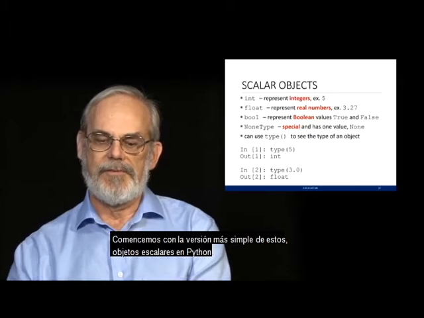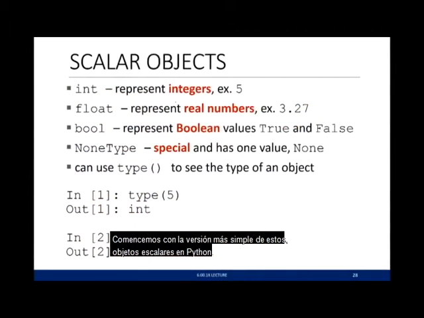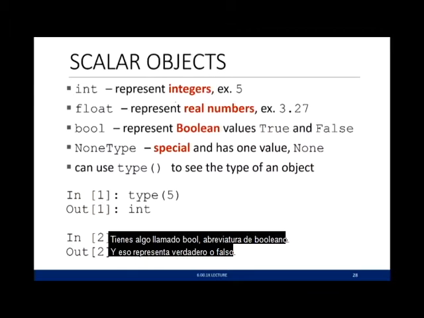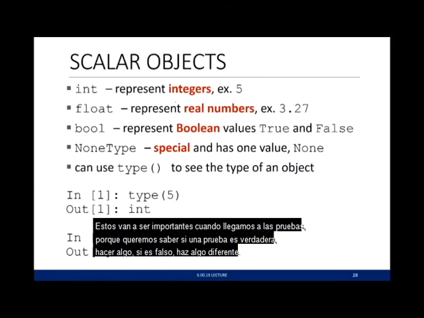Let's start with the simplest version of these. Scalar objects in Python. There are very few of them. We have ints. These are integers, standard numbers that you recognize, 5, 17, 27, -6. We have floats. These are real numbers, things with numbers after the decimal point, 3.27, 3.14159, my favorite. You have something called a bool, short for Boolean, and that represents true or false. Those are going to be important when we get to tests, because we want to know if a test is true, do something. If it's not, do something else.